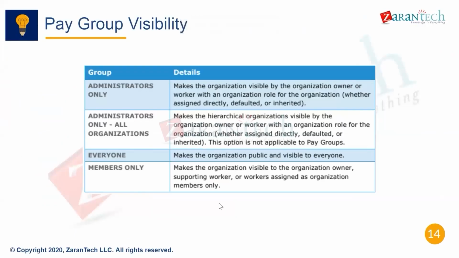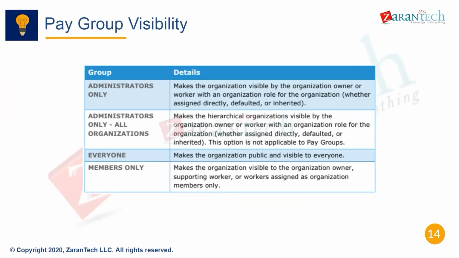First is everyone, which means that anyone in the tenant can see what pay group an employee belongs to. Second is member only, which means that if I am part of a pay group, then only I can see my fellow members of that pay group. If me and Anwar are in the same pay group, I can see that Anwar is in this pay group in which I am also a member. Similarly, he can see that pay group where I am also a member.